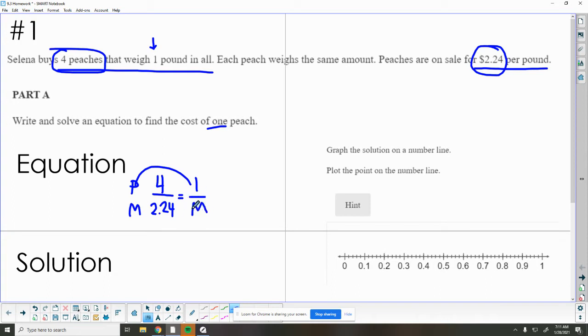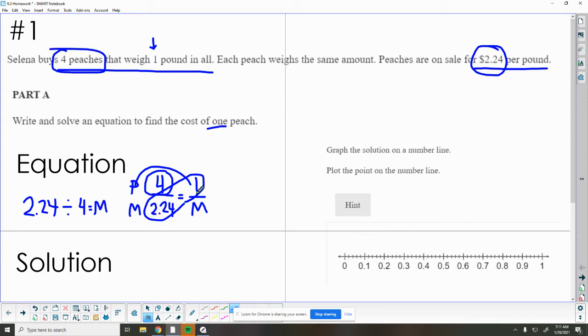Now I can use this to find my problem. I'm doing 2.24 times 1, which is just $2.24, and I'm going to divide that by 4. Dividing by 4 is going to tell me the money for 1 peach, or the cost of 1 peach.